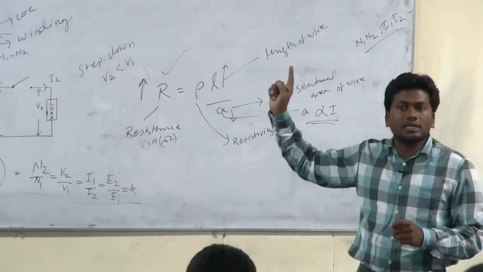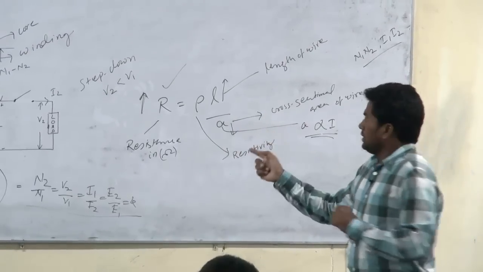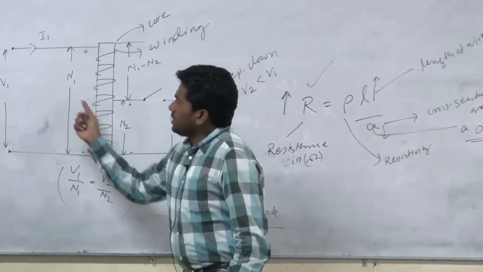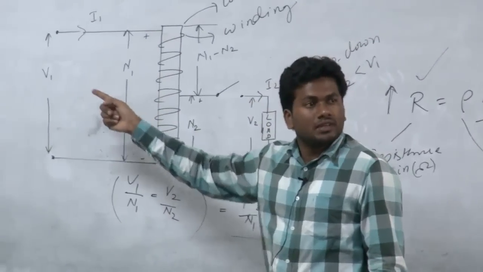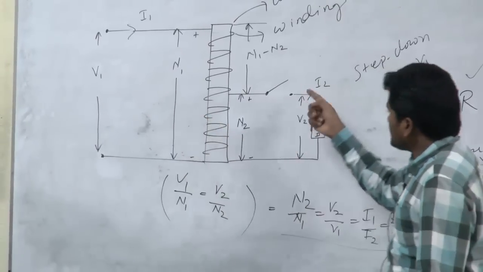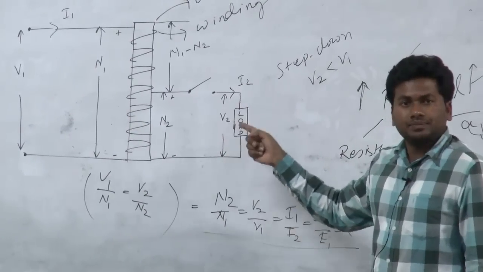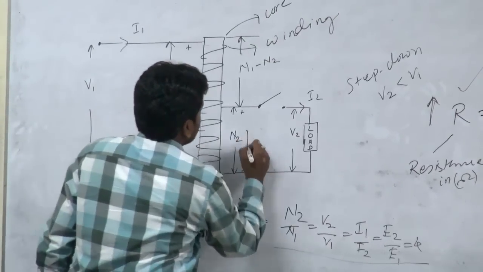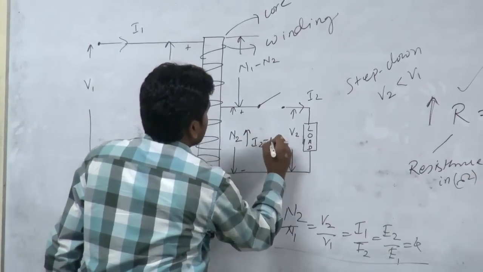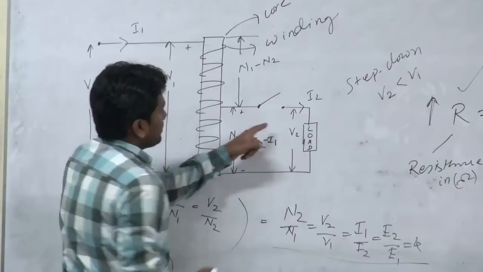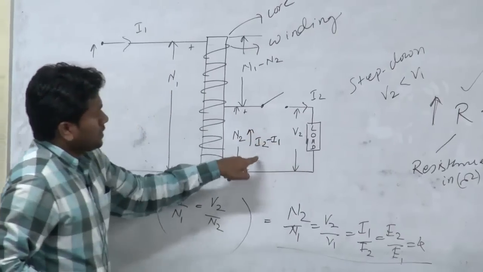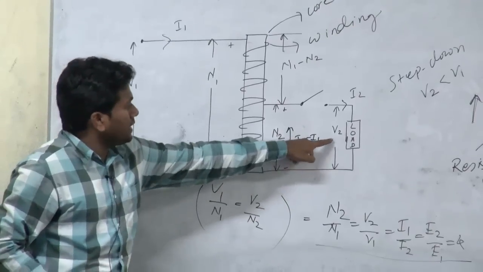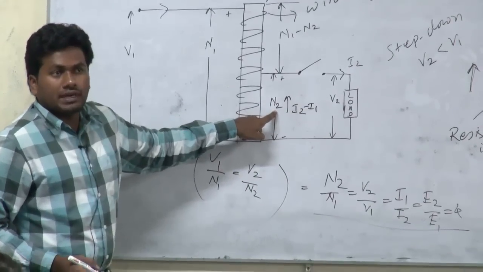Now in case of an auto transformer it is quite reversed. How? Now see, what is the EMF per turn in case of primary? V1 by N1. But in case of secondary, what is the EMF per turn? If I1 is the current flowing over here, and I2 flows from this side, I2 minus I1. So what is the value of the secondary voltage? V2 by N2. Are you getting it or not?